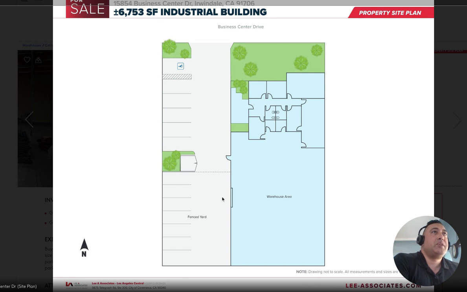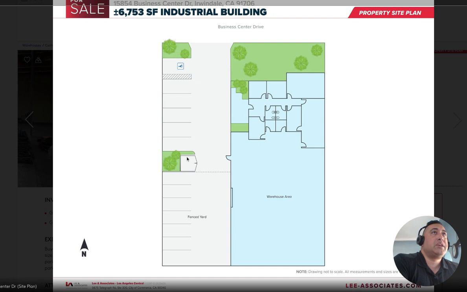So essentially, this would be your fenced yard. The fence would be right here with the dotted line. This is Business Center Drive, so this is a street. This is the driveway. And if you look at the length of this, just by looking at it, you can probably tell that it would be able to accommodate that size of a truck.